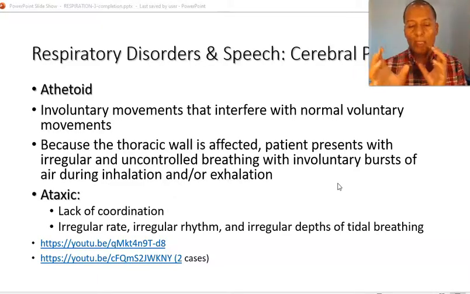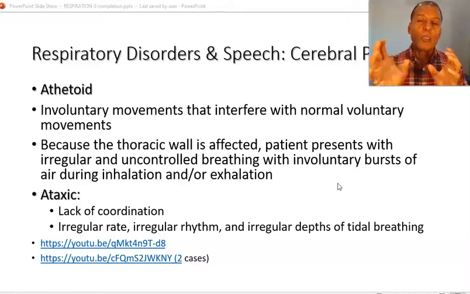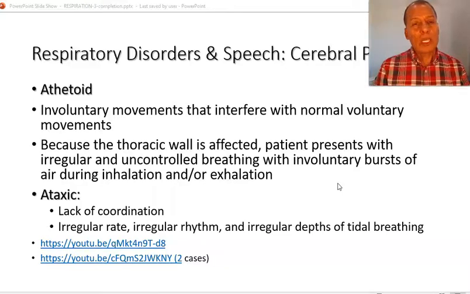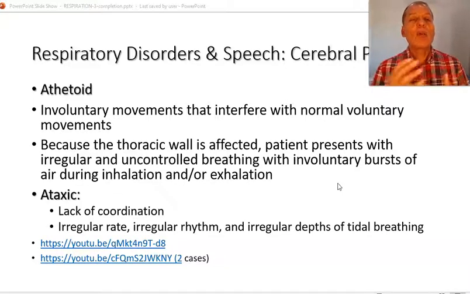these two cycles, inhalation and exhalation, have to be coordinated, have to be regulated. We said that in normal rest breathing, inhalation takes about 40%, exhalation takes about 60%. For speech, under normal conditions, 10% inhalation, 90% exhalation. But that all is affected. These cycles become dysregulated in athetoid because of the unpredictable random movements that are affecting the thorax.